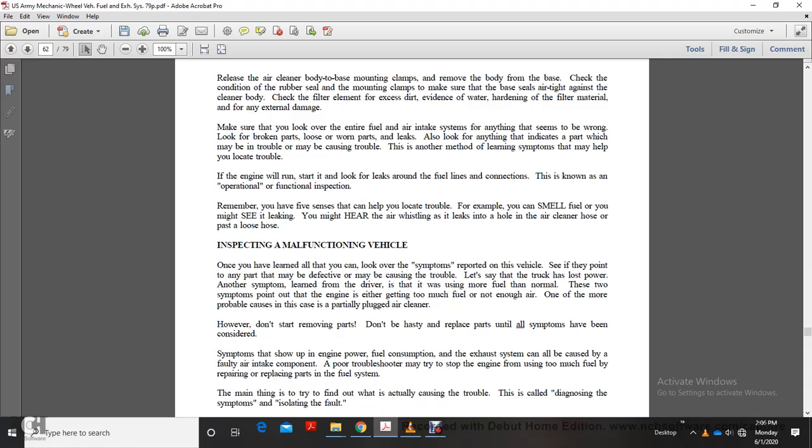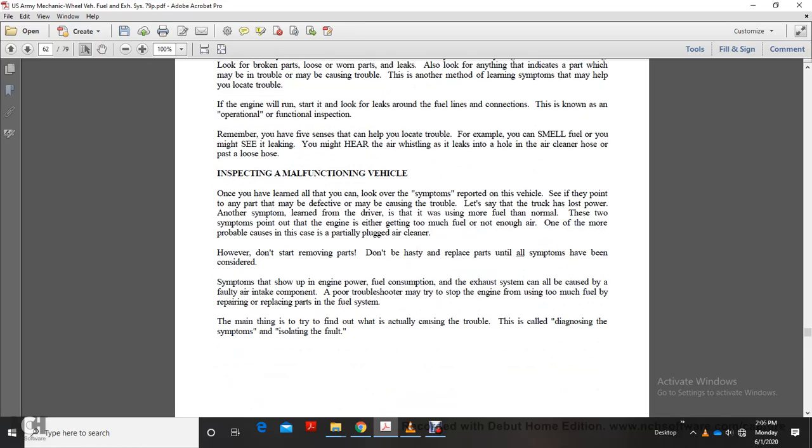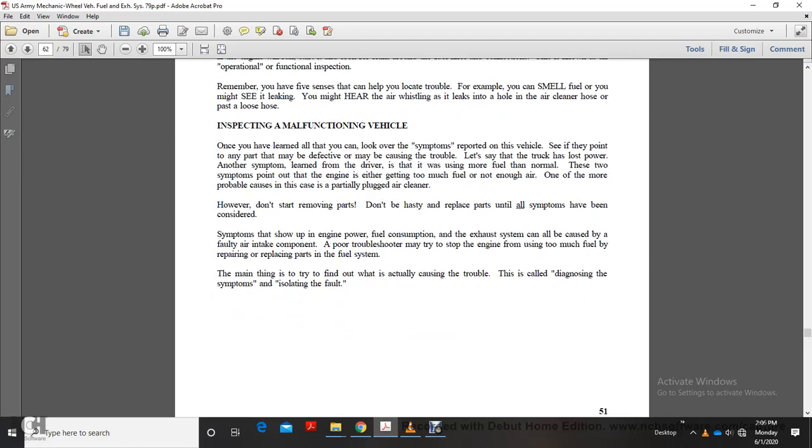This is another method of the learning system that may help to locate trouble. If the engine will run, start it and look for leaks around fuel line connections. This is known as the operational functional inspection. Remember, you have five senses that can help you locate the trouble. For example, smell fuel, see it leak, and hear air whistling where the air cleaner hose is partly loose.